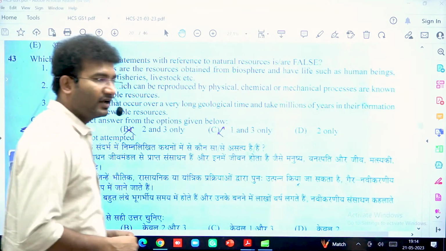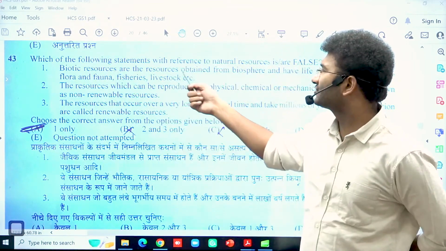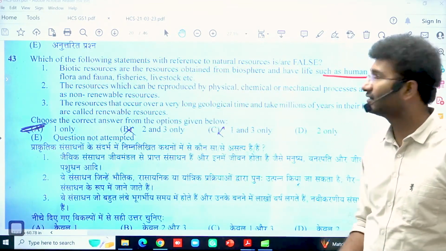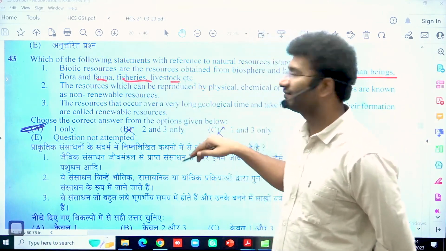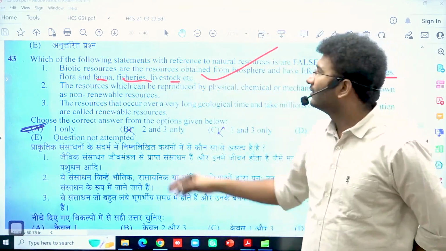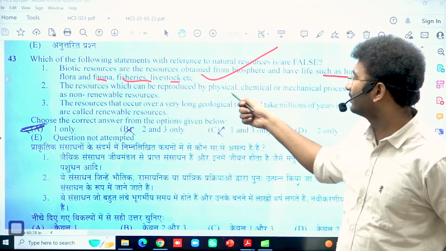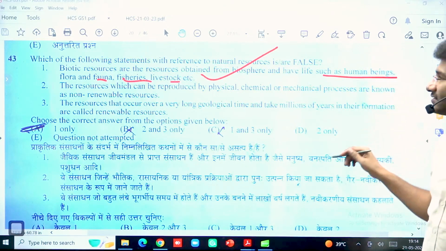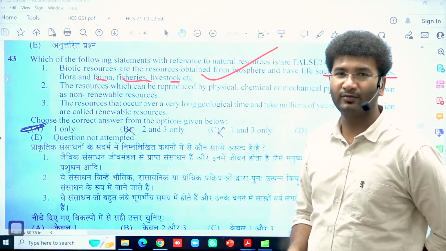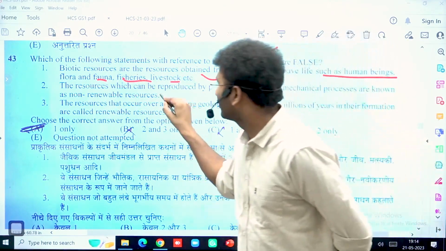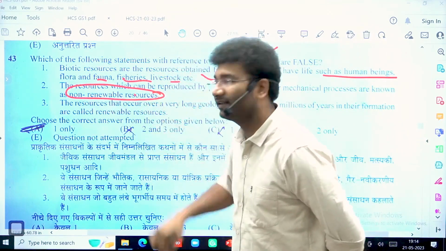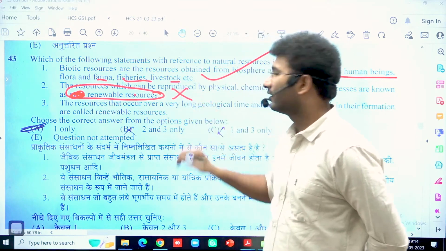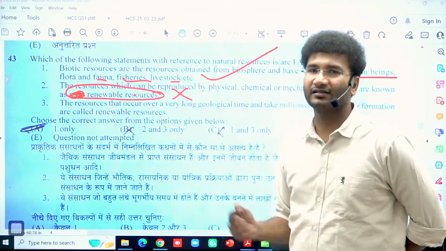Next, which of the following statements with reference to natural resources is or are false? Biotic resources are the resources obtained from the biosphere and have life, such as human beings, flora, fauna, fisheries, livestock. Yes, this statement is right. Now, the resources which can be reproduced by physical, chemical or mechanical processes are known as renewable or non-renewable resources. The answer here is not non-renewable. These are called renewable resources. So this statement is wrong.